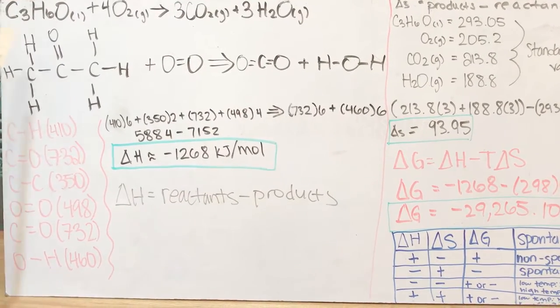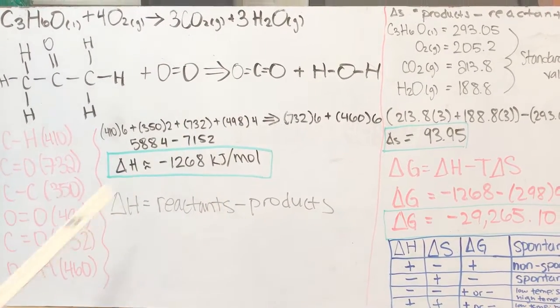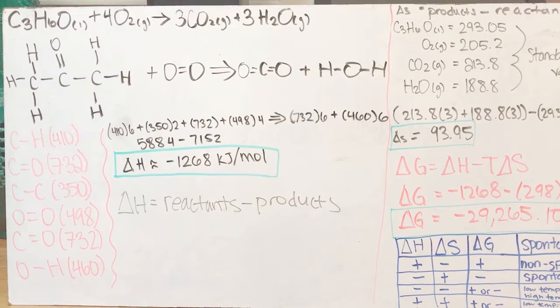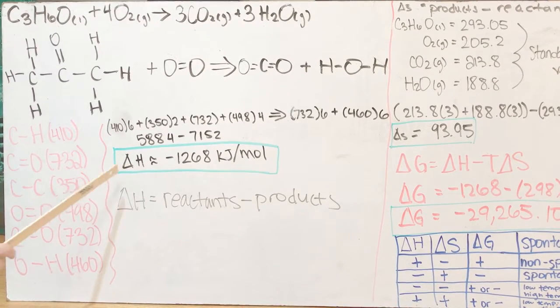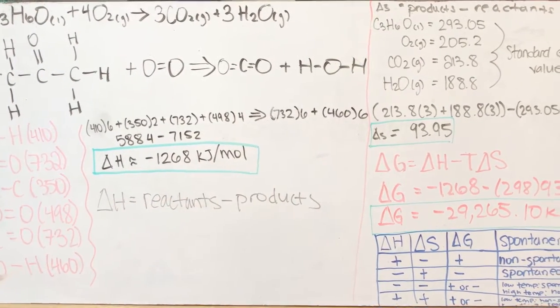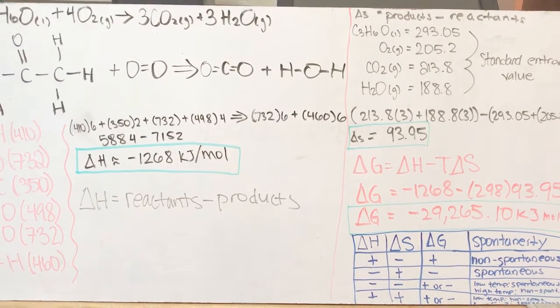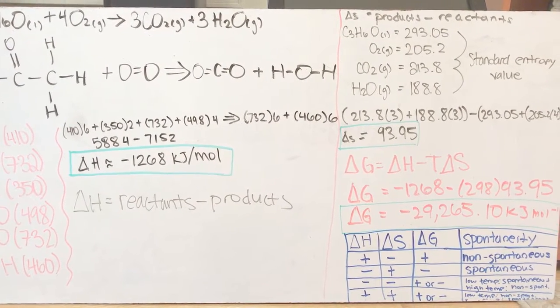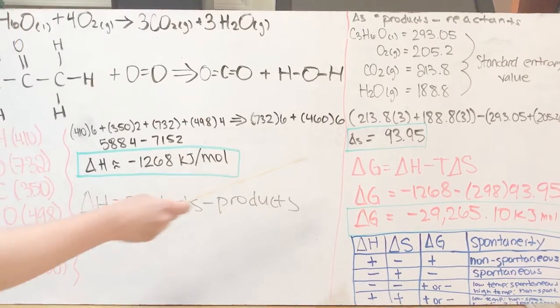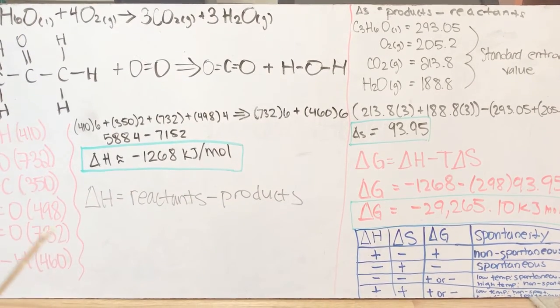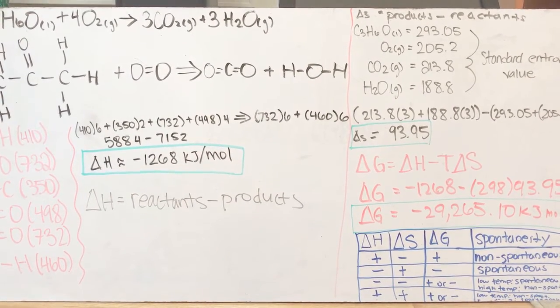For the final experiment, we will do the combustion of acetone. We will figure out if it is spontaneous, but first we have to find delta H and delta S. Delta H tells us if it is releasing energy or absorbing energy, and delta S will tell us if it is becoming more disordered or less disordered.